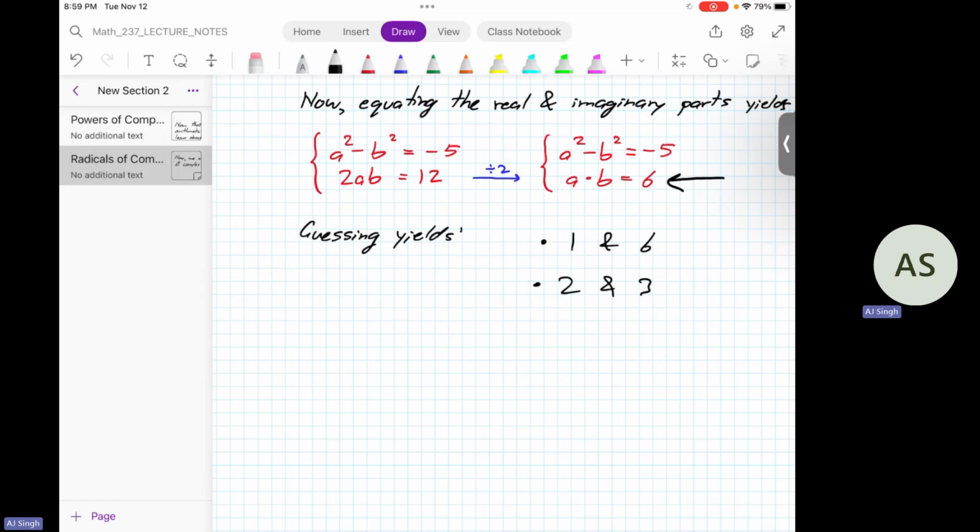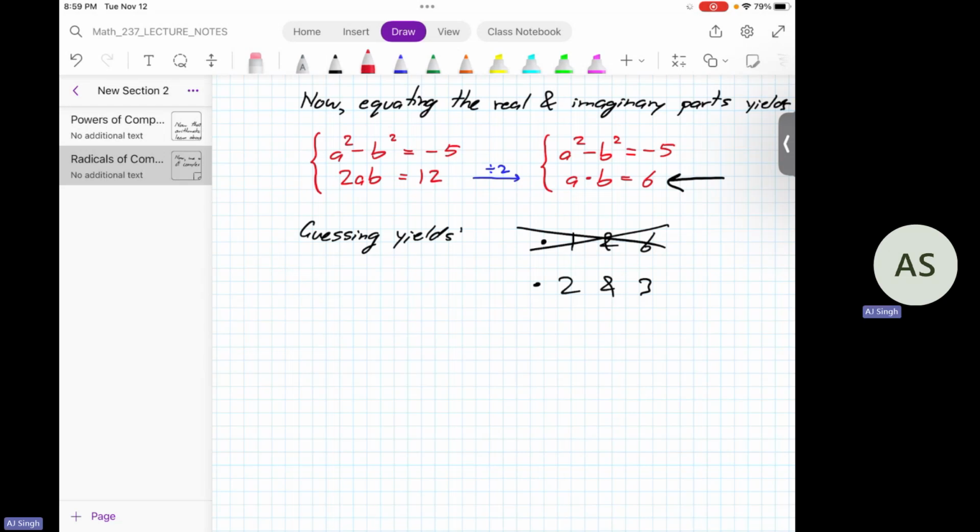And then you think, this yellow stuff, 1 and 6, in this particular yellow combination, is it going to give me -5? And the answer is no way. 6 squared just by itself is 36. 1 squared is 1. No way a squared minus b squared is going to turn into this blue -5, right? No way. So this cannot be correct. So it must be the second case, 2 and 3.